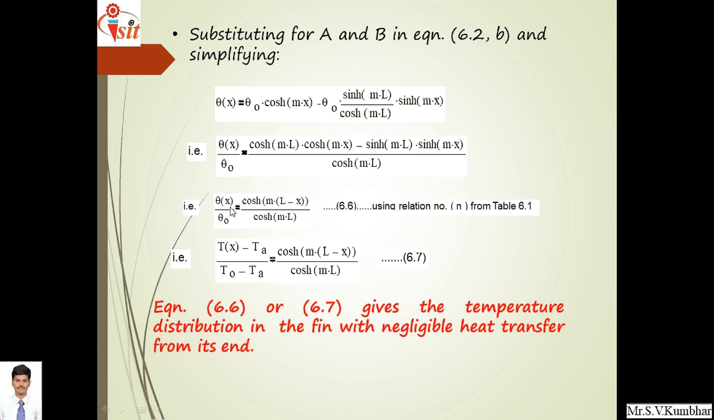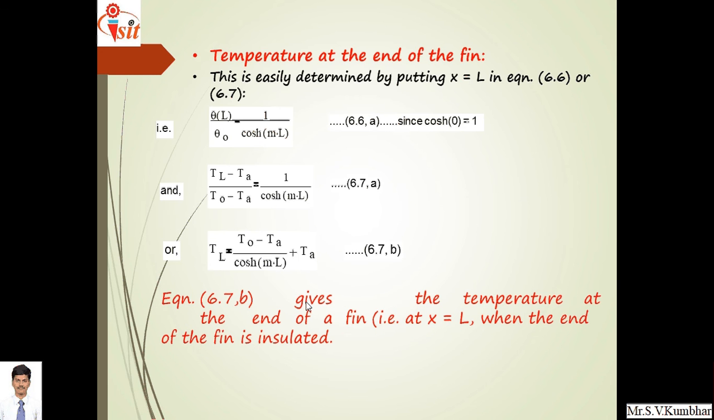Rewriting the values for theta x and theta naught, theta x is equal to Tx minus Ta and theta naught is equal to To minus Ta. Remember, Tx is the temperature at a distance x from the left hand side of the fin, that is from the base, Ta is the ambient temperature and To is the base temperature. This is equal to cos hyperbolic m into bracket L minus x upon cos hyperbolic ml. Now equation 6.6 or 6.7 gives the temperature distribution. These two equations give us the temperature distribution in the fin with negligible heat transfer from its end.